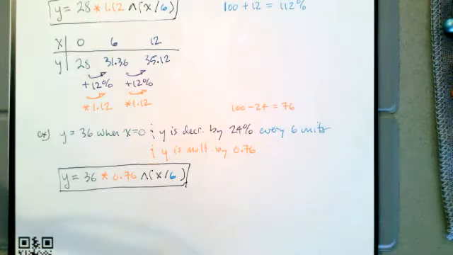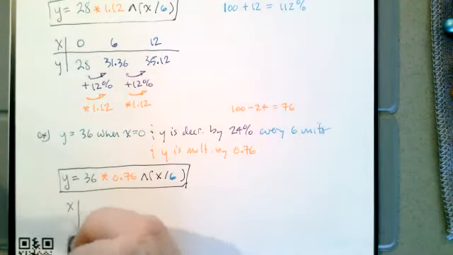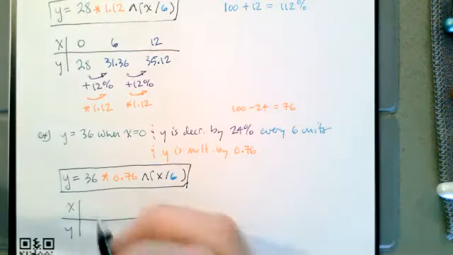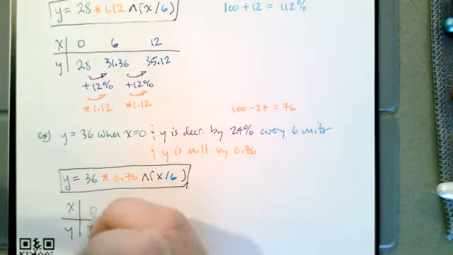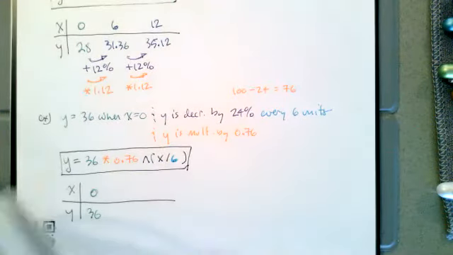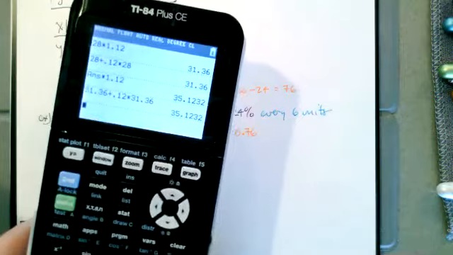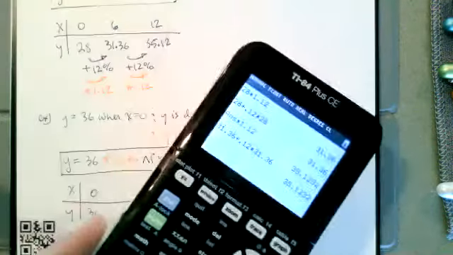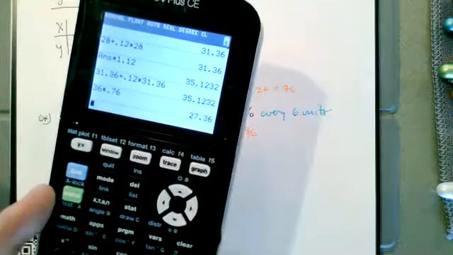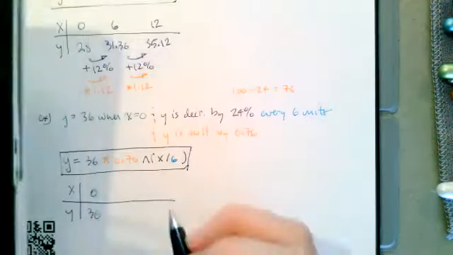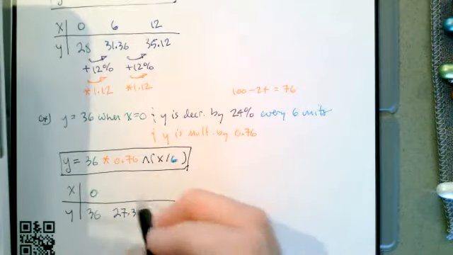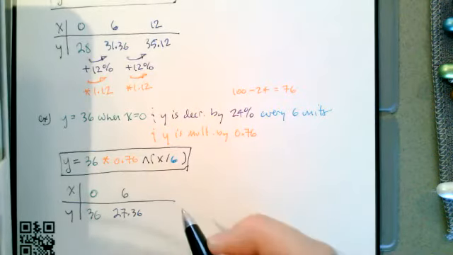If we wanted to make a table of values like we usually do, these are the 3 different kinds of description that we're working with right now. If we take the 36 and subtract 24%, that should be the same as multiplying by 0.76. So I'll take 36 times 0.76, and that'll give us 27.36. We only subtract that much after 6 units.